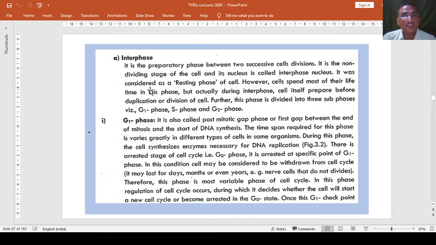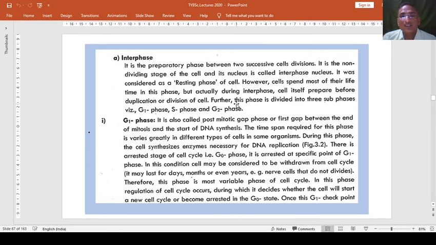It was considered as a resting phase of the cell. However, the cells spend most of their lifetime in this phase, but actually during interphase the cell itself prepares before duplication or division of the cell. Means this is only the preparatory phase.